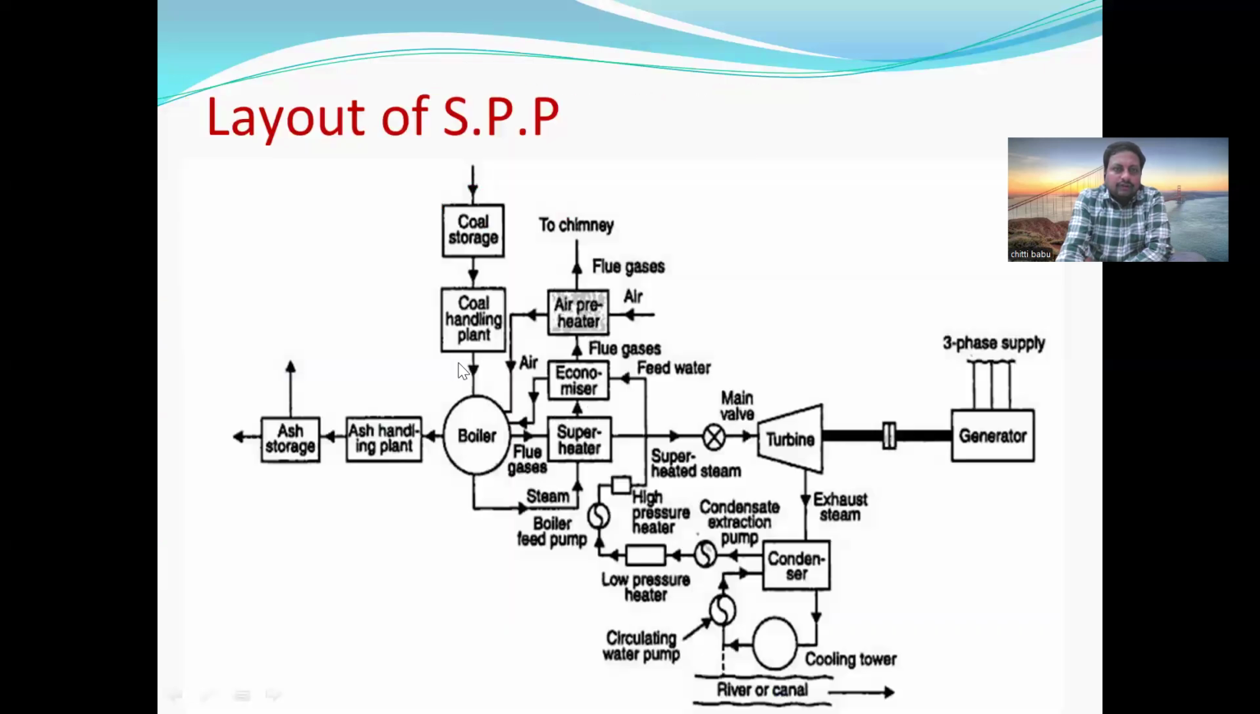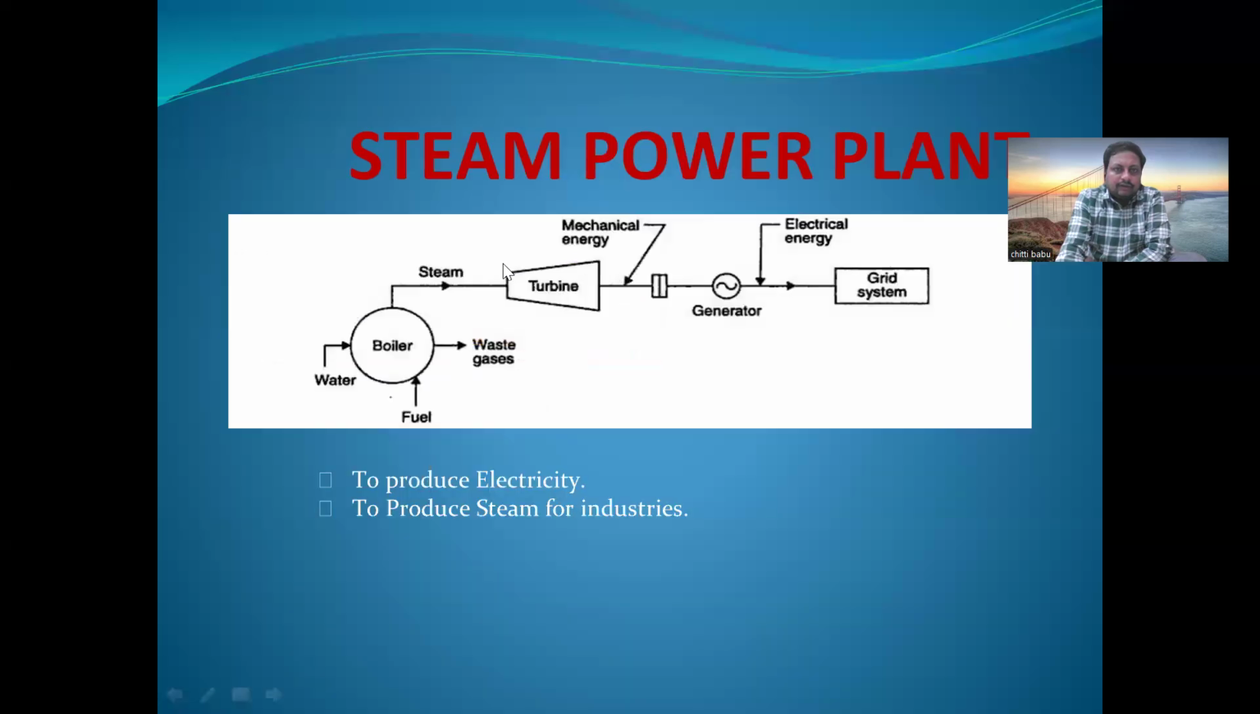Before going to the layout of the steam power plant, we'll see the elements of the steam power plant. We have a boiler, turbine, and generator, to produce electricity or to produce steam for industries. The main function of the steam power plant is to produce electricity.